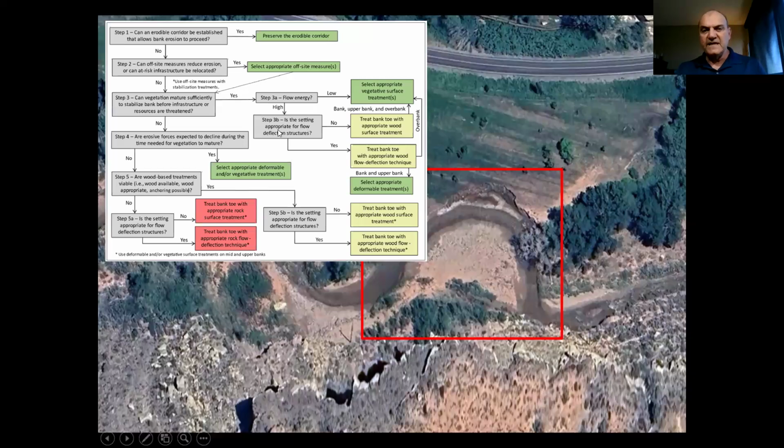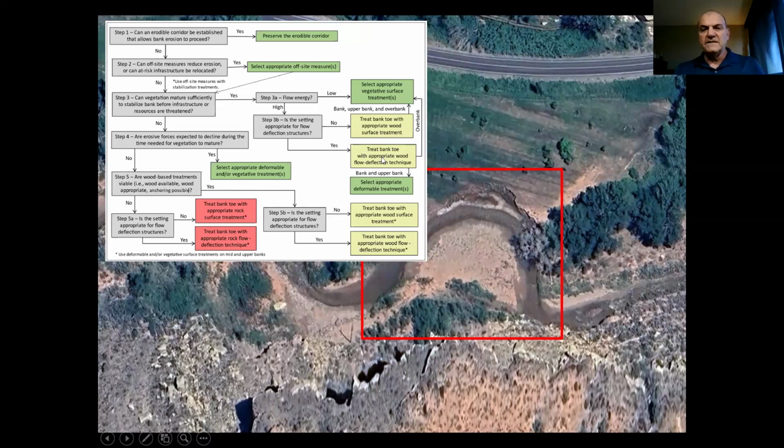And then here is the setting appropriate for flow deflection structures. A good place for flow deflection structures is where you have a large gravel bar or sandbar on the opposite bank, because the flow deflection might eat away at the bar, but it's not going to eat away at the opposite riverbank, for example. So this is an appropriate setting for flow deflection structures. Doesn't mean you couldn't use surface treatments.